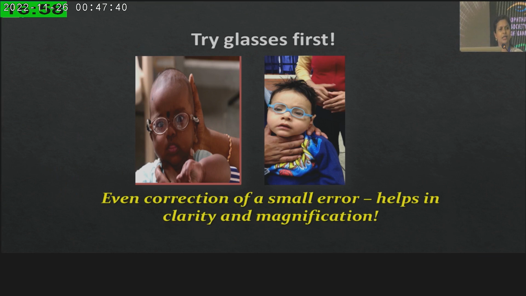Even small errors, small corrections, small cylinders, small spheres, they will make a large difference when you prescribe a spectacle to these children, because it helps with the clarity, it helps with the contrast. Sometimes it does help with magnification as well, and you will see a lot of deviant behavior is done away with once the child starts wearing spectacles.